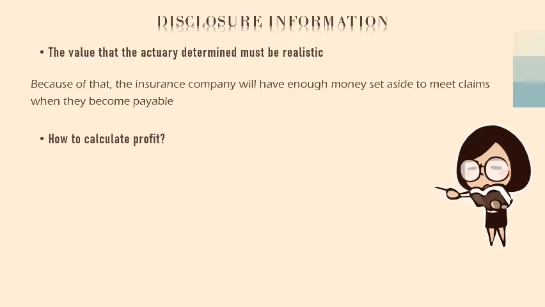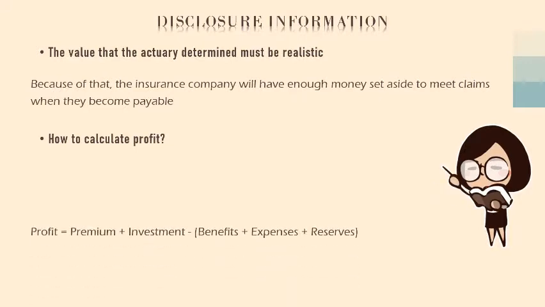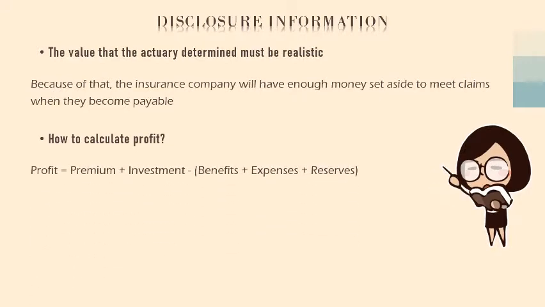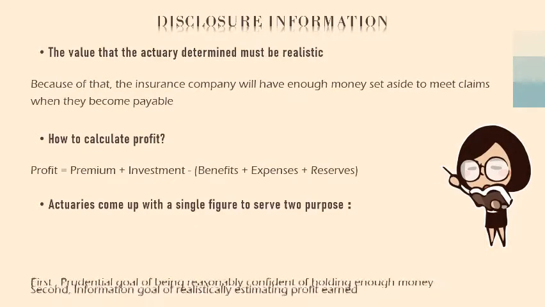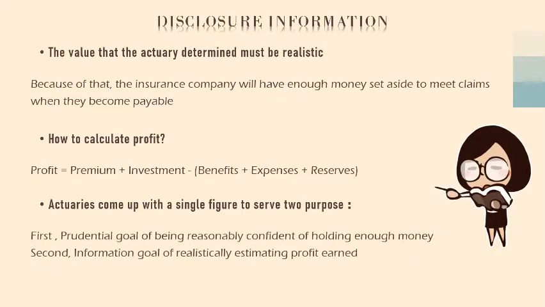How to calculate profit. Profit equals premium plus investment, minus benefits, expenses and reserves. Actuaries come up with a single figure to serve two purposes. First, the prudential goal of being reasonably confident of holding enough money. Second, the information goal of realistically estimating profit earned.